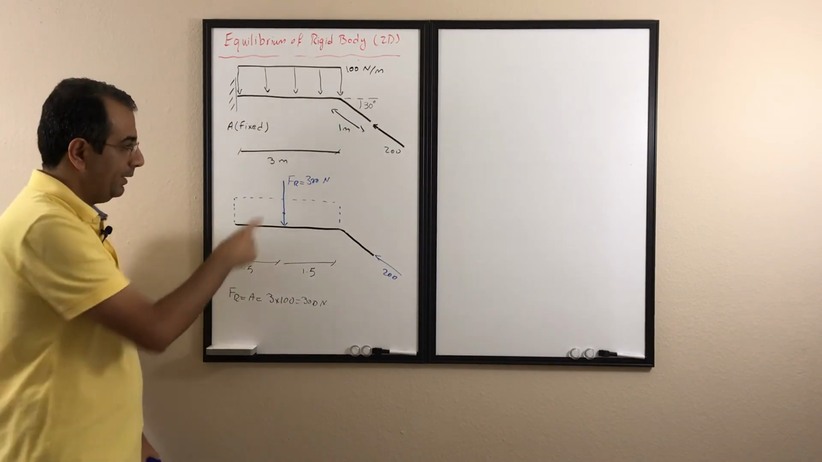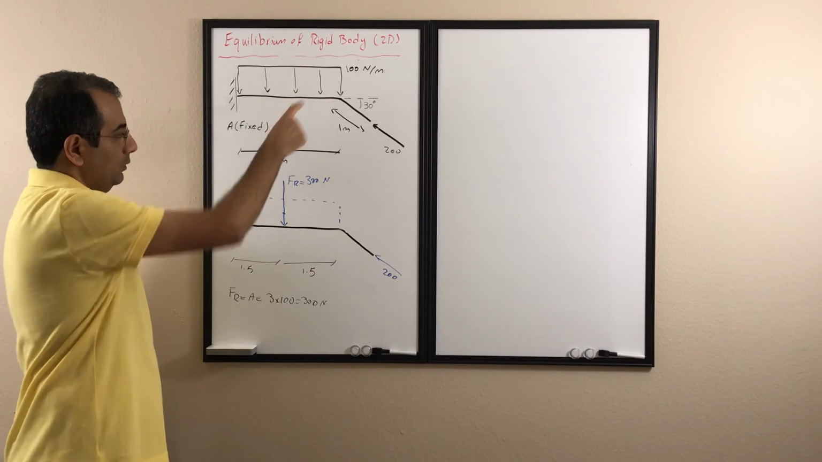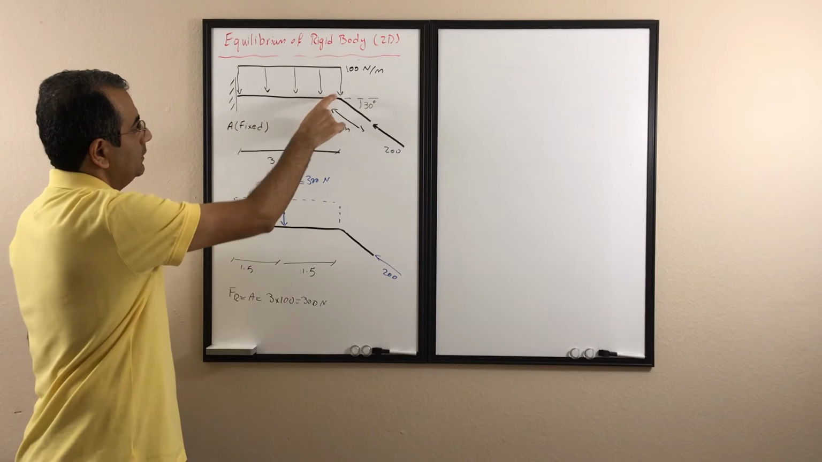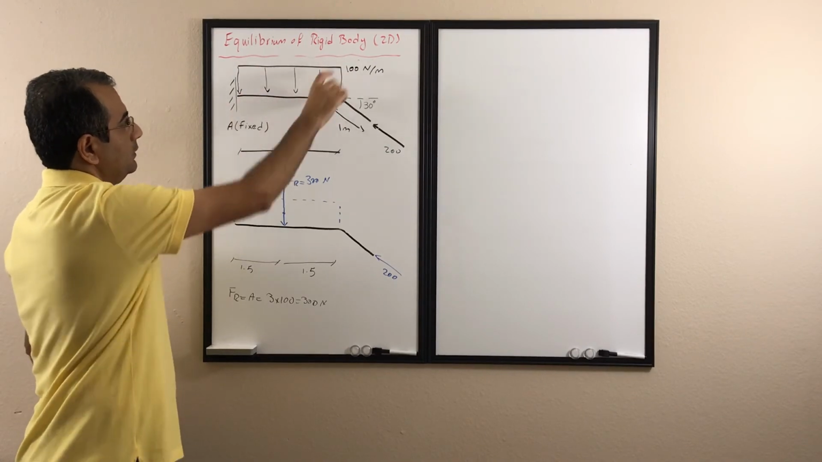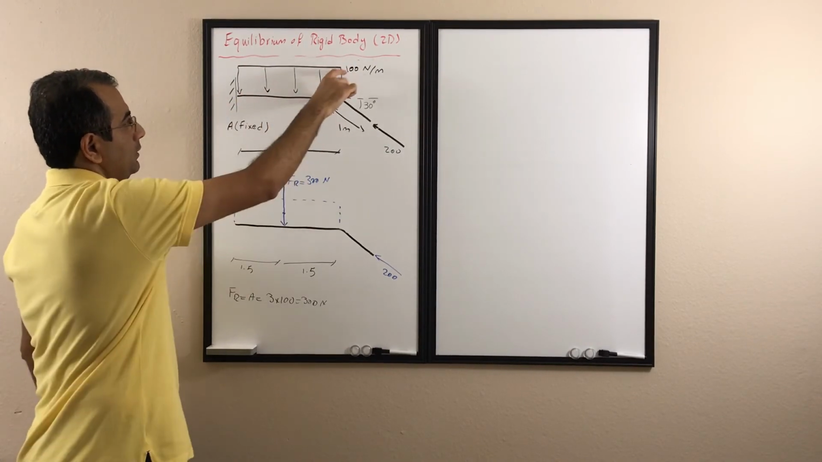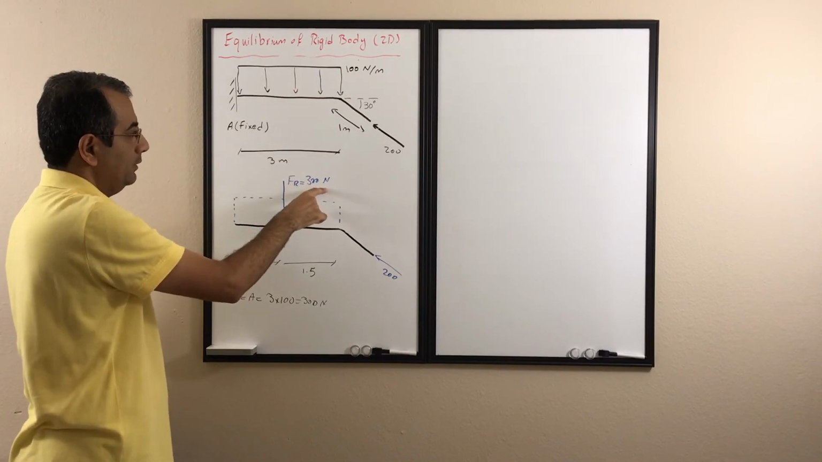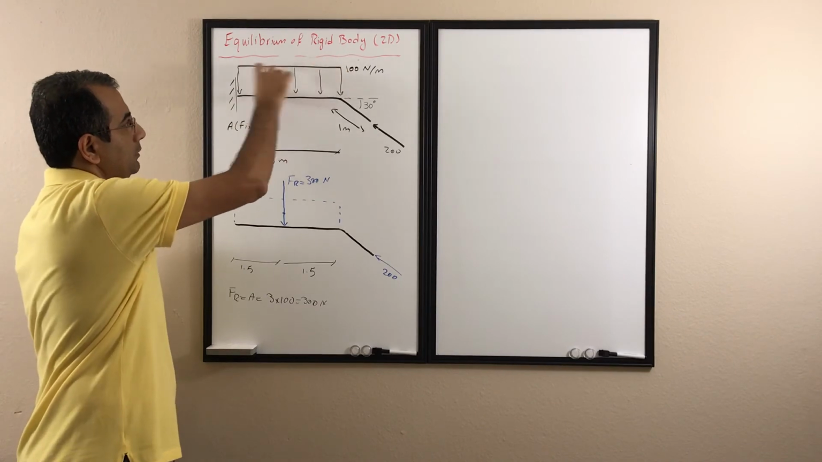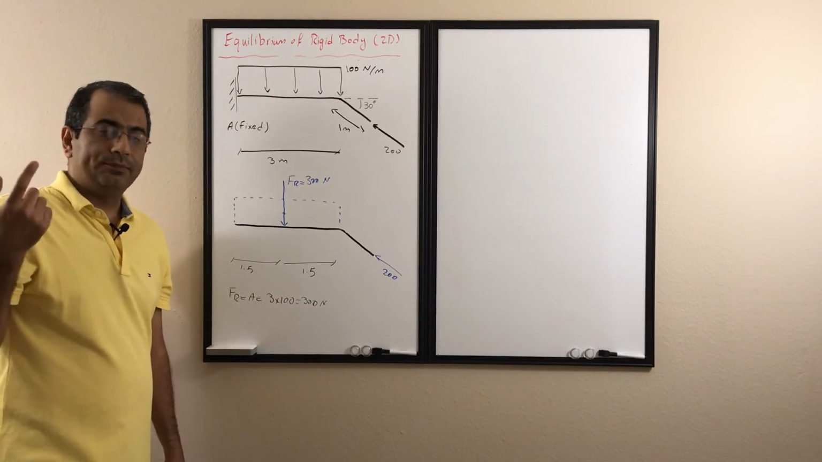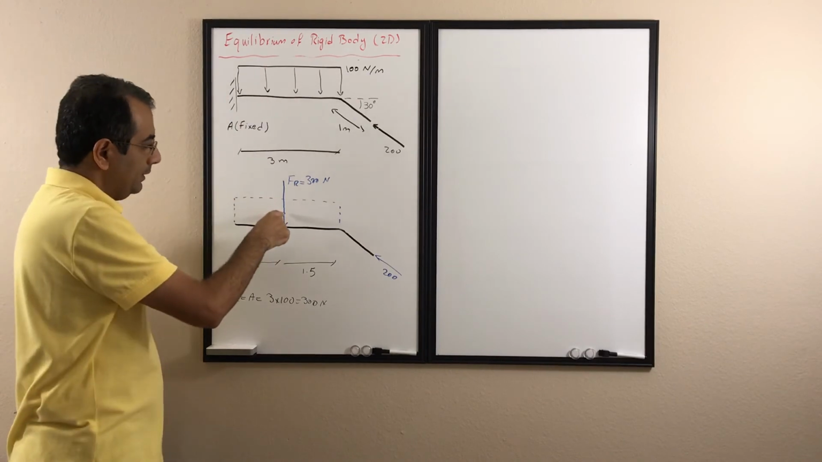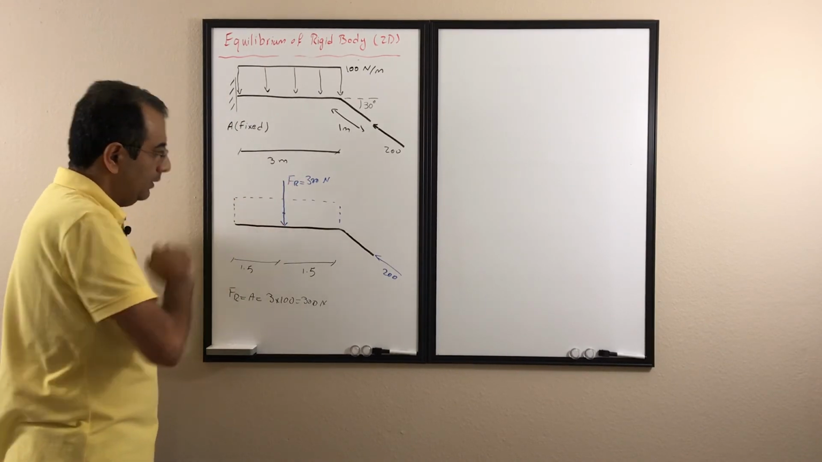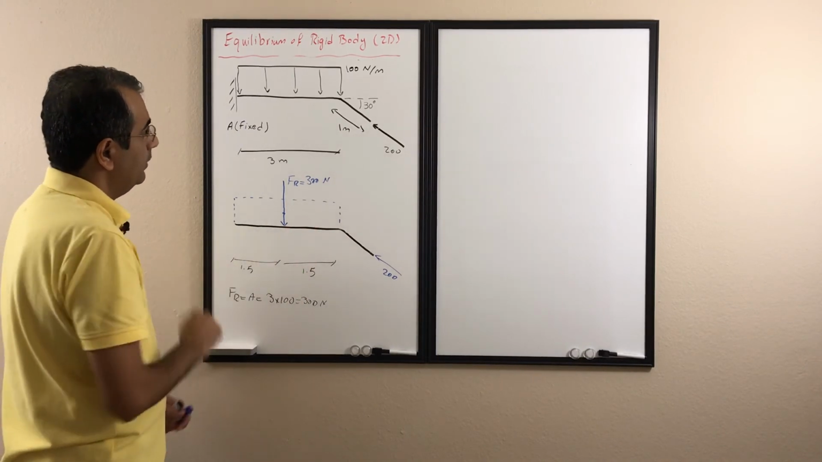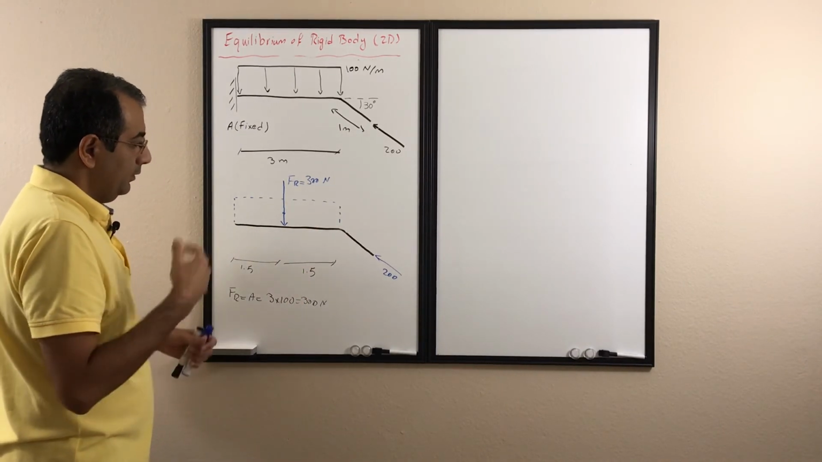One more time. The magnitude of the distributed load is just the area underneath of that load. It's a rectangle, so the area is the length times the height. Length is 3, height is 100, so 3 times 100 is 300 Newton. Where is it applied? On the centroid of that distributed load. The centroid of that rectangle is right at the center, so it's 1.5, 1.5. So these are our external forces.